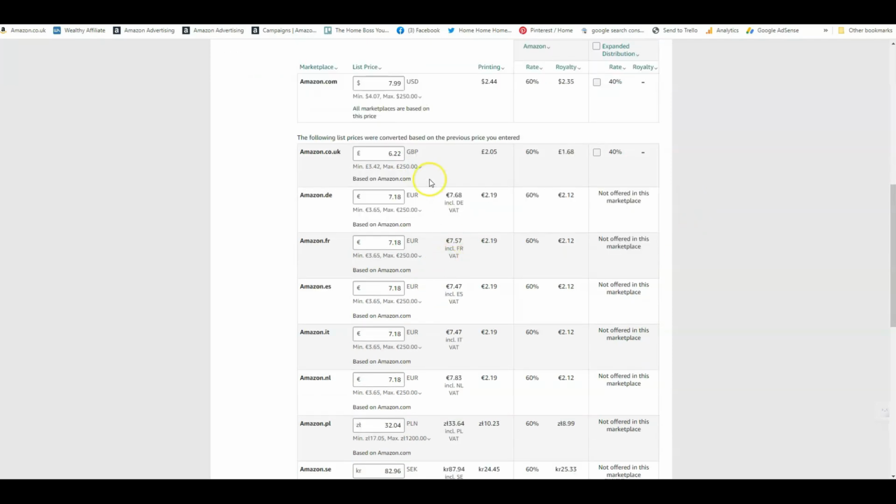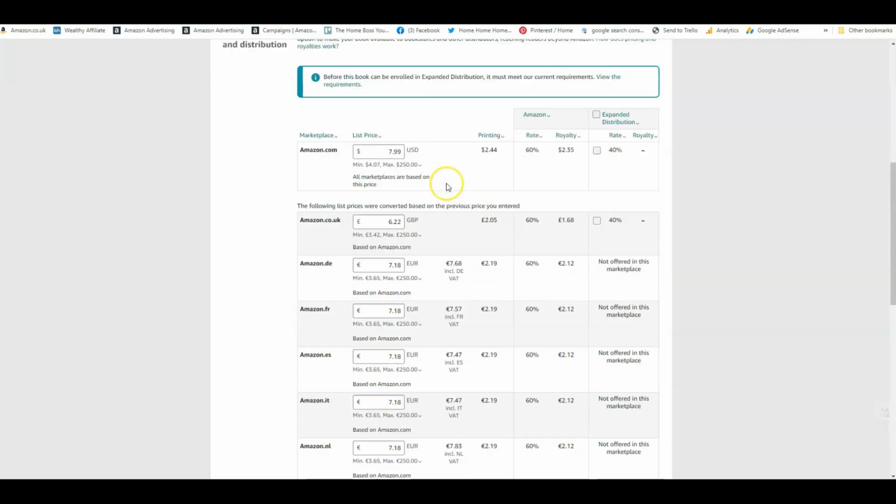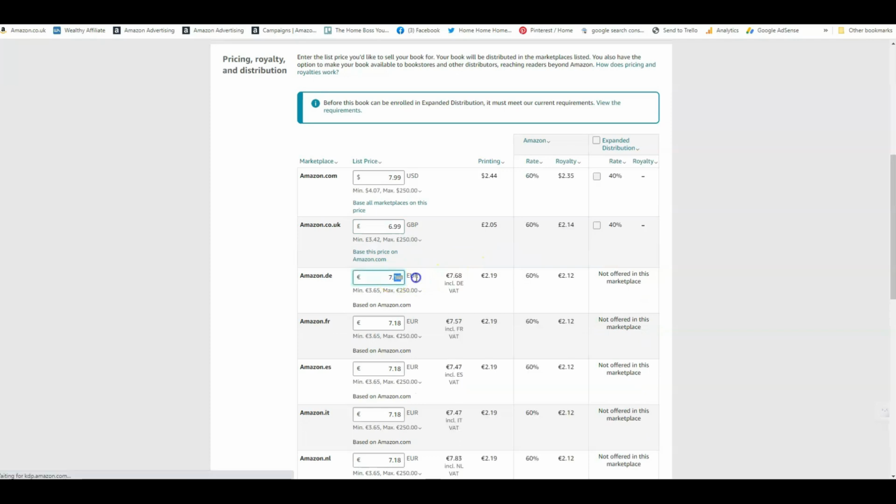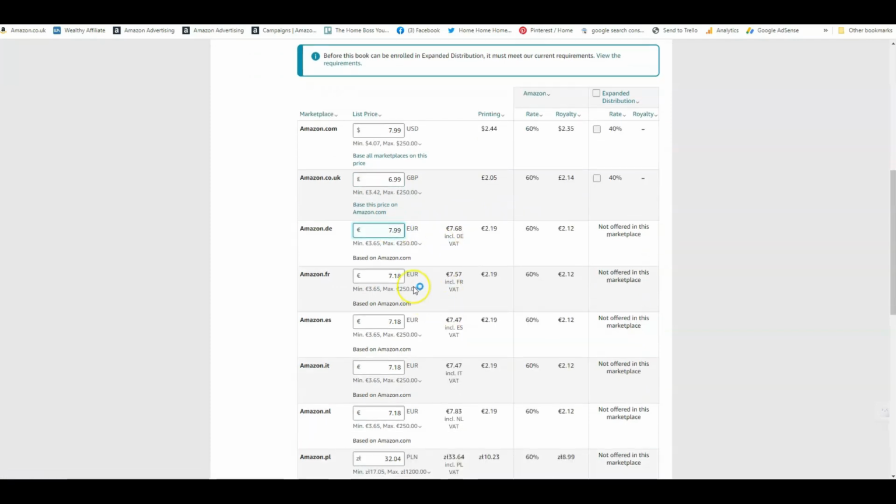And it has adjusted all these prices depending on the currency exchange on the day. What I like to do is finish these off with 99. So instead of this price being $6.22, I just like to change this to 99. So let's do that quickly. And then I do that to all the other ones as well.